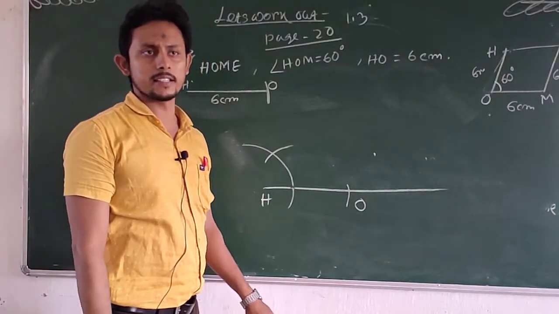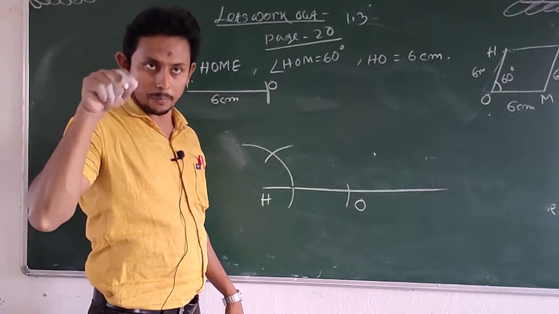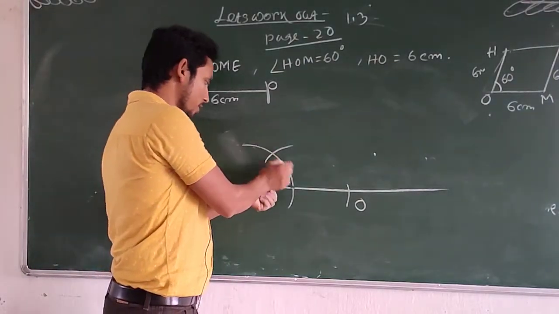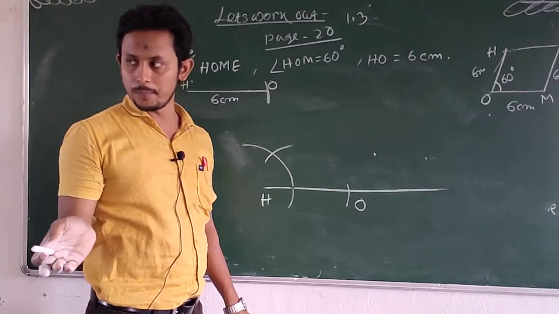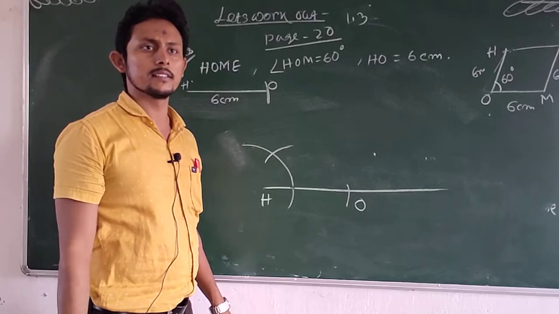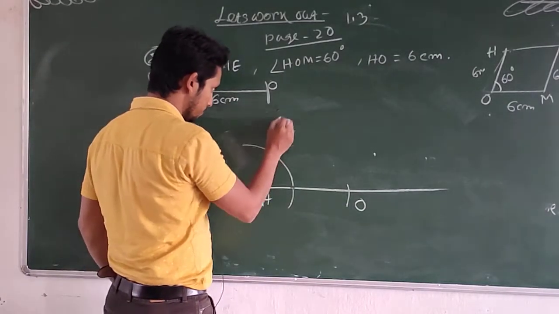Actually this is 60 degrees. Why? If you haven't changed the measure of the compass when you drew this one and again drew this one, not changing the measure of the compass, then it is 60 degrees. Understood? Then join these two points.